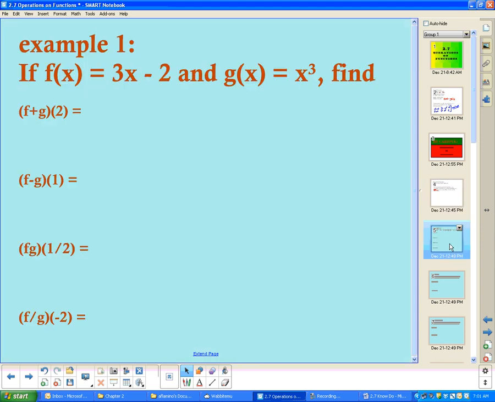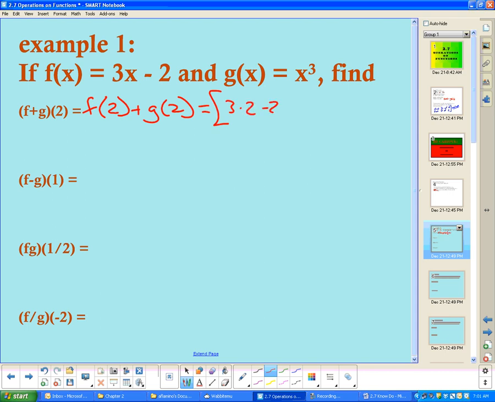All right, let's take a look at some examples here. So example 1, f of x equals 3x minus 2, g of x equals x cubed. Find these 4 particular values. So f plus g of 2 would be, following my definition, f of 2 plus g of 2. And f of 2 would be 3 times 2 minus 2. And g of 2 would be 2 cubed.